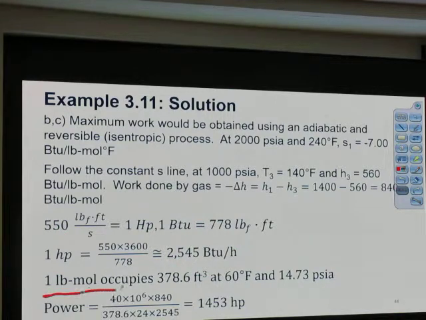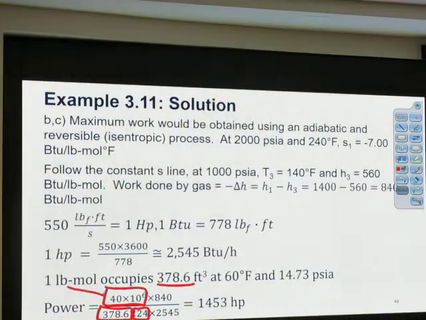1 pound mole from PV equal to ZNRT, I get 1 pound mole equal to that much cubic foot. Put everything together, then I can get the power that can be generated. Maximum possible power that can be generated by this gas expansion. Okay, 40 million, that's the flow rate. I put that in. Okay, I divide by that amount so that I get pound mole. I divide by 24 because that is the flow rate per day. I need a flow rate per hour.